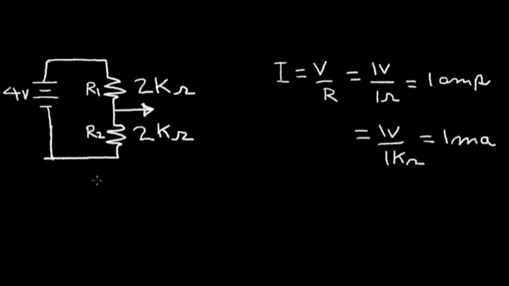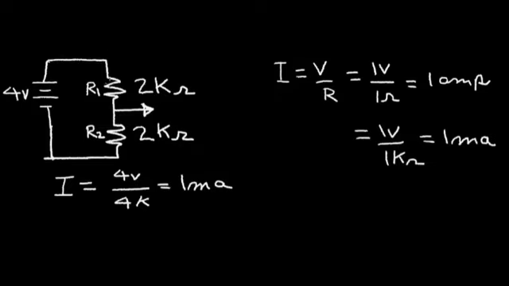Now, we know from previous videos that resistors in series add. So the total resistance, the equivalent resistance of R1 and R2, is the sum of this 2K resistor and this other 2K resistor. So the equivalent resistance is 4,000 ohms. So we can calculate the current in this circuit. Current is equal to voltage divided by resistance. So we have 4 volts divided by the equivalent resistor, which is 4K ohms, equals 1 milliamp of current flow.